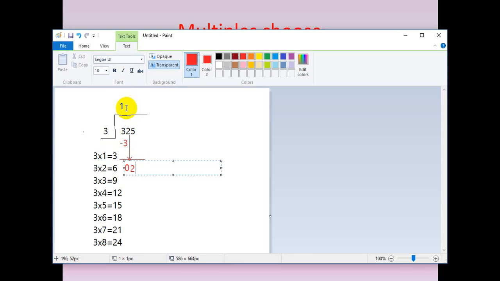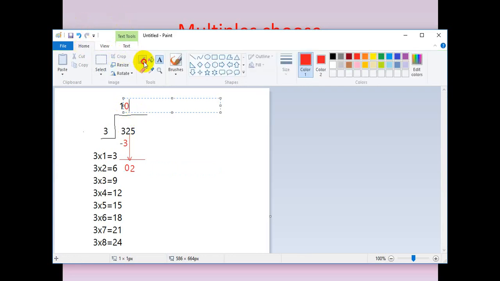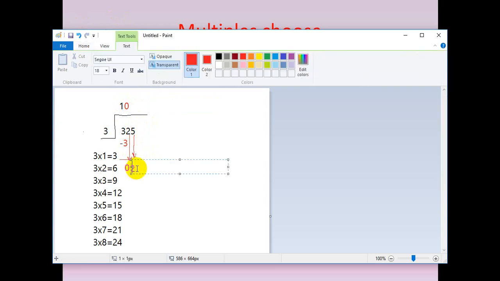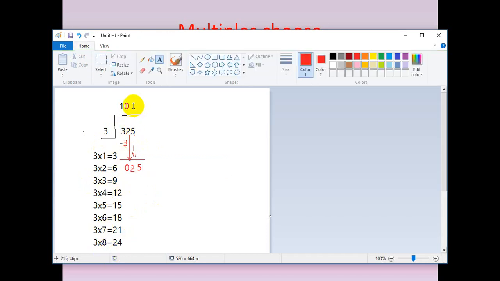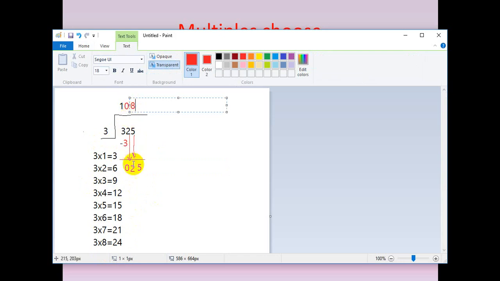We write here 0 and bring down 5. Here, 3 times what is near 25? 3 times 8 equals 24. We write up 8 and here minus 24. Subtract 24. Five minus 4 is 1, and 2 minus 2 is 0.